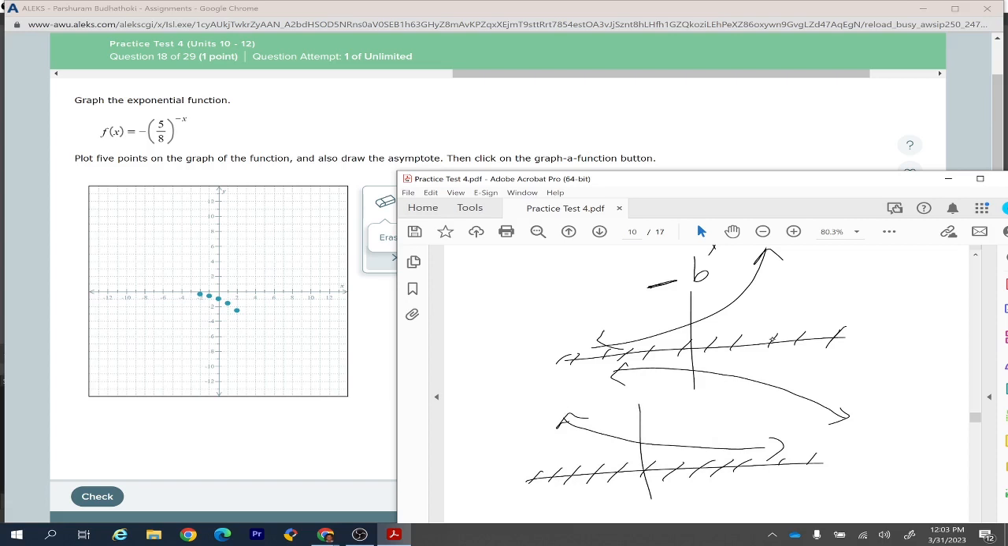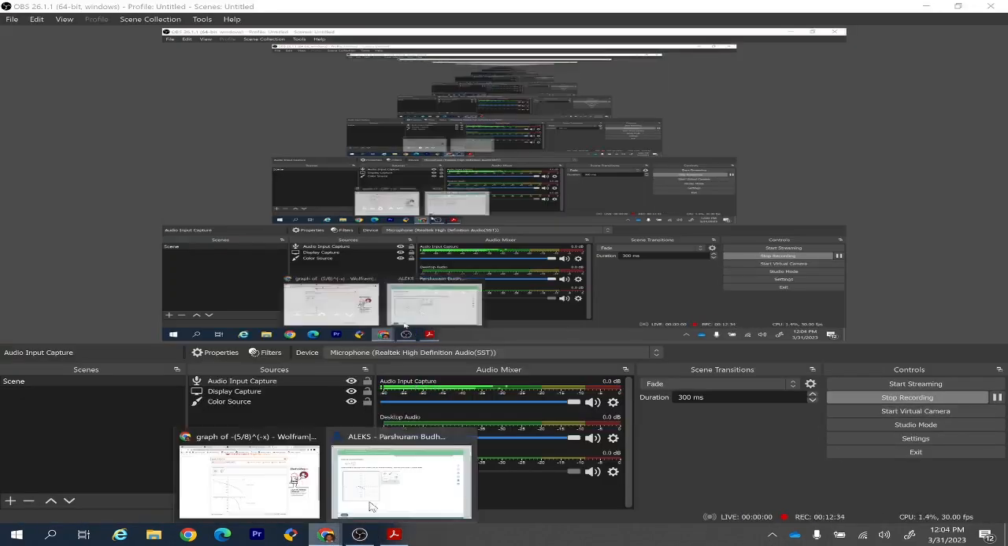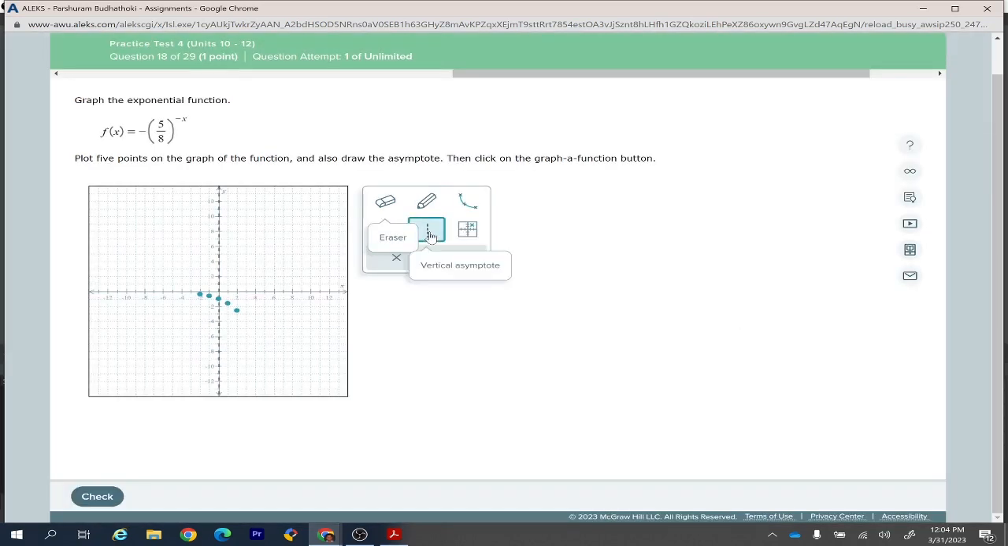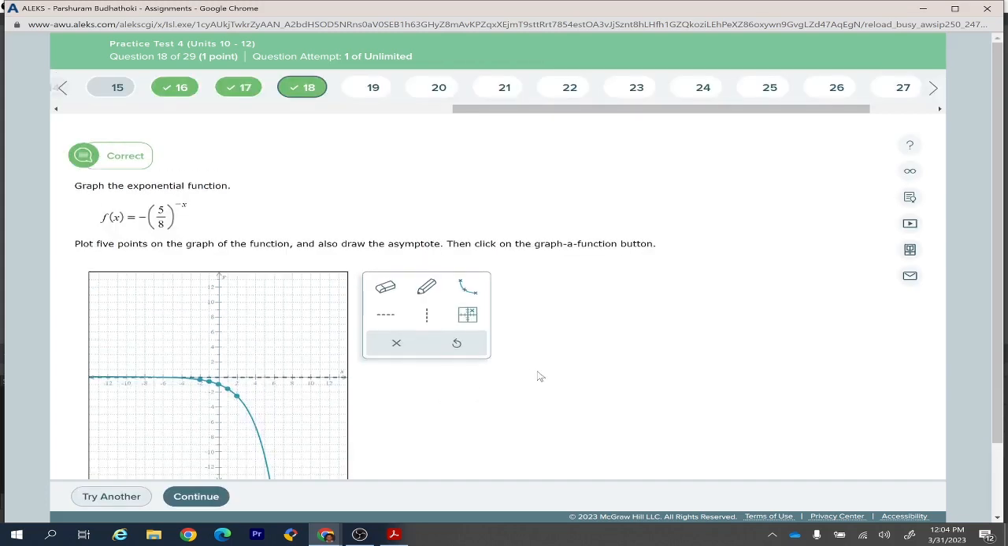And then when you plot the minus of it, that's going to be like this. So choose this one, that's the asymptote. It's not a vertical asymptote, it's a horizontal asymptote. This is the one. Put it here and then choose the graph and check it. Great.